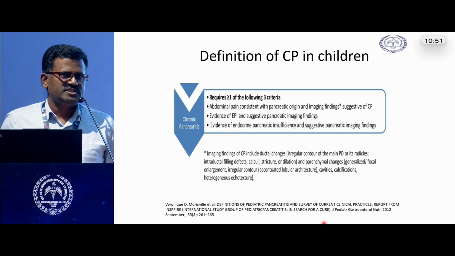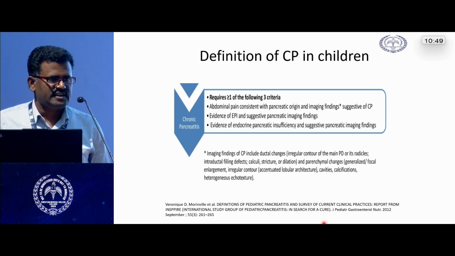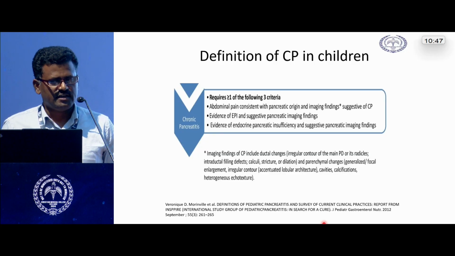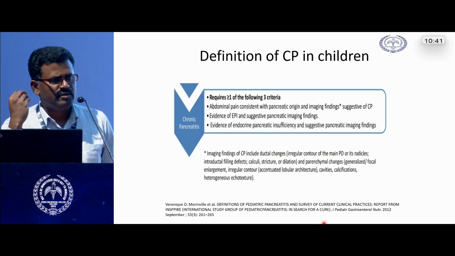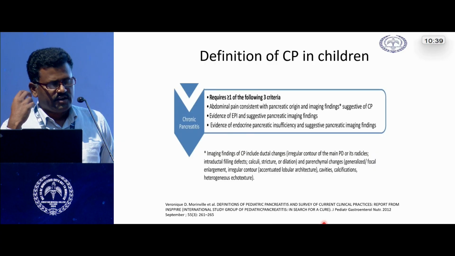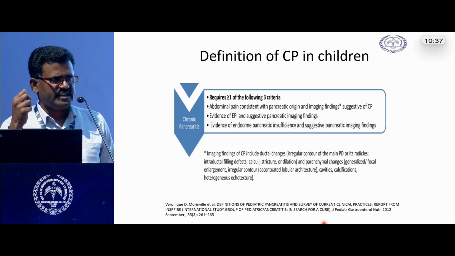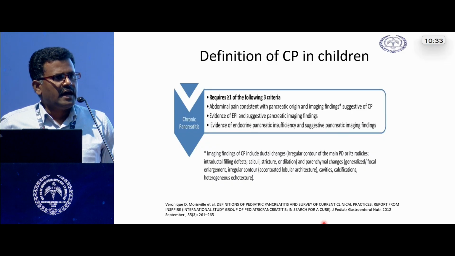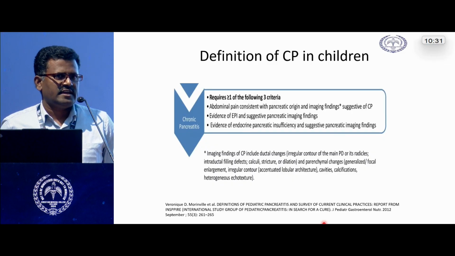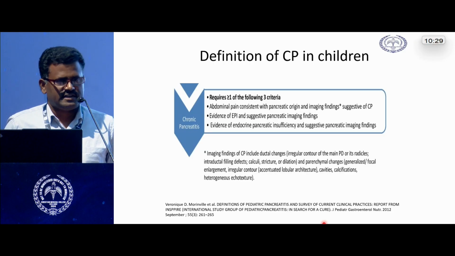So coming to the definition of chronic pancreatitis in children, as per the INSPIRE criteria, the mandatory criterion is an imaging finding of CP, and in addition any one of these: abdominal pain consistent with CP, or evidence of exocrine pancreatic insufficiency, or evidence of endocrine pancreatic insufficiency. And the imaging findings could be either parenchymal changes or ductal changes.